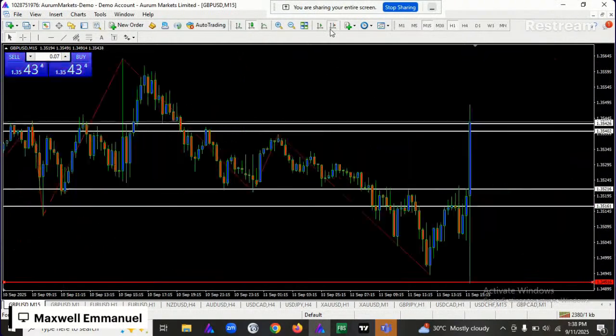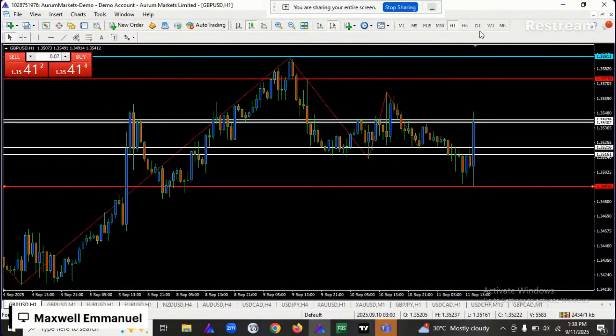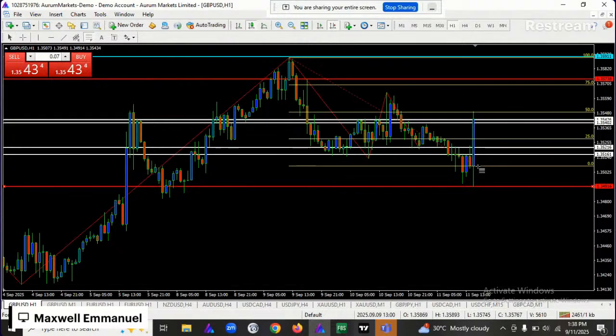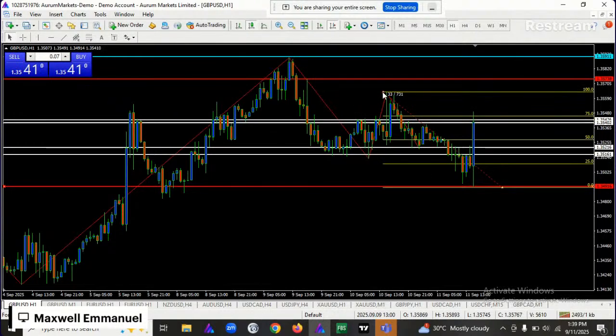Let me see what's happening on 15 minutes. Price is currently at a premium area now, right? So I'd rather go for sell. Let me apply the Fibonacci. From this high to this low, price is above equilibrium. And if I decide to work with this range, price is extreme premium. So I'd rather go for sell than buy.